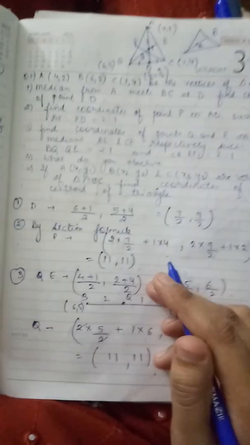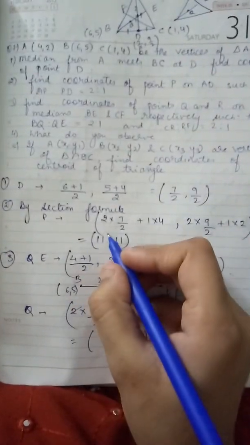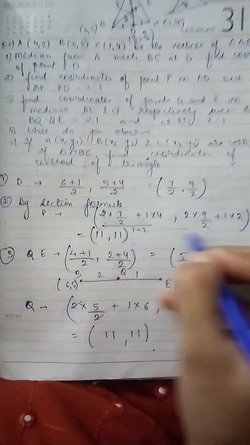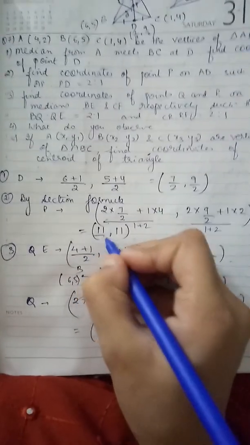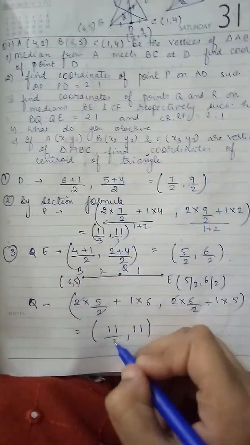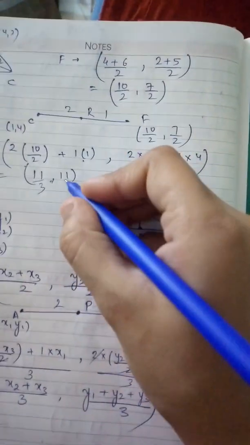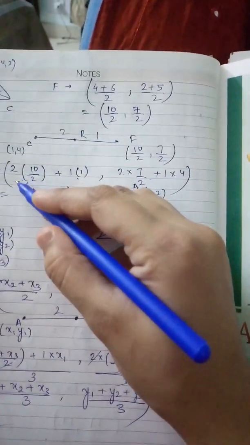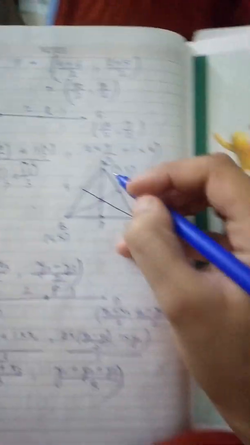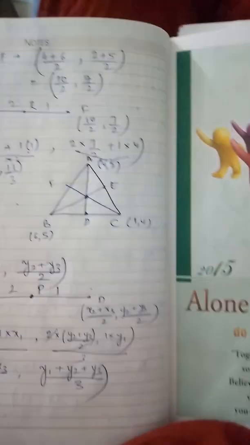Thank you. Here in question number 7, I missed the section formula denominator. 1 plus 2 I missed over here. So this will be (11/3, 11/3). This is also (11/3, 11/3). And similarly R will also be (11/3, 11/3), because in the section formula the denominator is m1 plus m2. I missed that. Thank you.